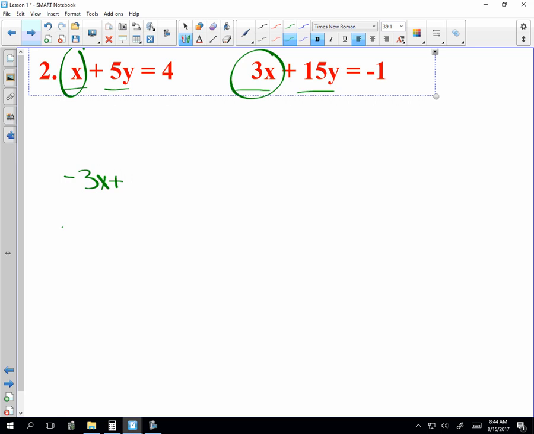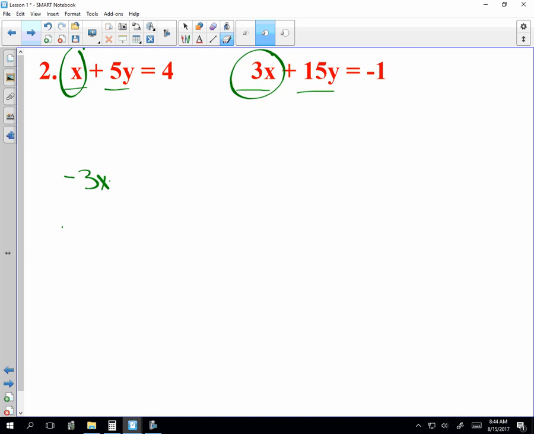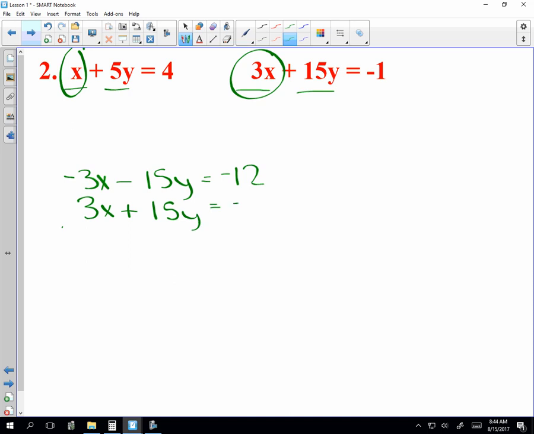So I'm going to multiply this first equation through by a -3, and I have a minus 3x minus 15y. Let's get our signs right. That's always the important piece here. Equals a minus 12. And then my other equation is 3x plus 15y equals -1. Okay, so now I have equal but opposite x's. I also, in this situation, have equal but opposite y's.